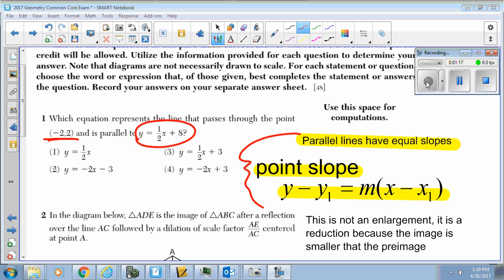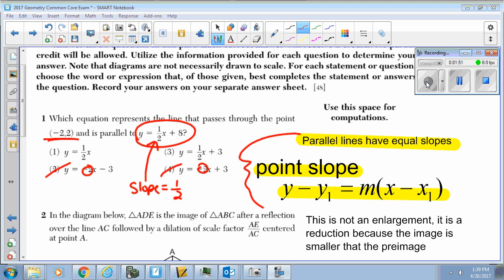Okay, one thing you should notice. First of all, we talked about in class that what you want to do is identify the slope of the original line. So the slope of the original line would be right here. It's 1/2. All right, so the slope is equal to 1/2. Now, that should allow you to eliminate 2 of these answers. If you look at these, you can eliminate 2 and 4 because the slopes are different.